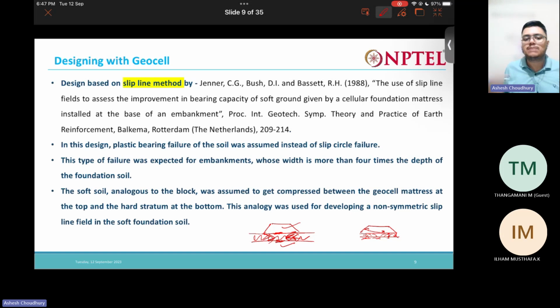Using that slip line, we actually determine the stress at each point, and using that, we design the final geocell. We select the geocell, actually. Selection is a better word.